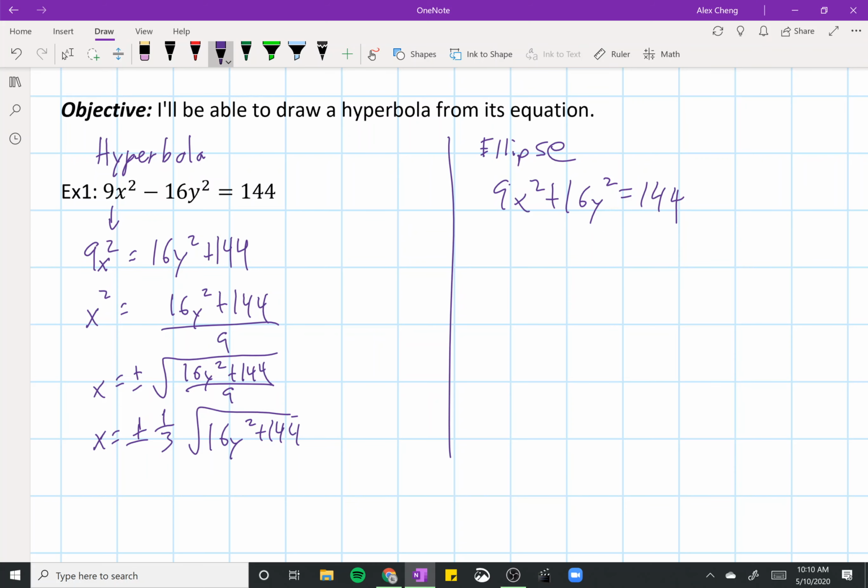If I do a similar thing to this equation, I'm going to fast forward the steps, but you'll see it'll be very similar. Move the 16y squared to the other side, then divide by 9, and then take the square root. But since it's a positive 16y squared to start, it'll end up as 144 minus 16y squared. So this will end up with plus or minus 1/3 times the square root of 144 minus 16y squared.